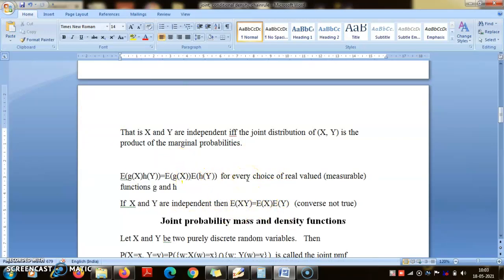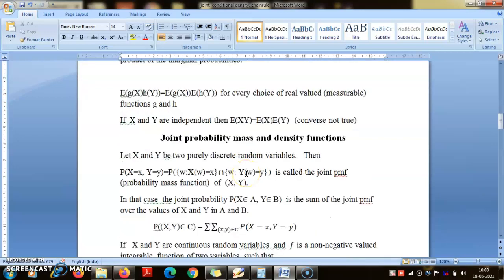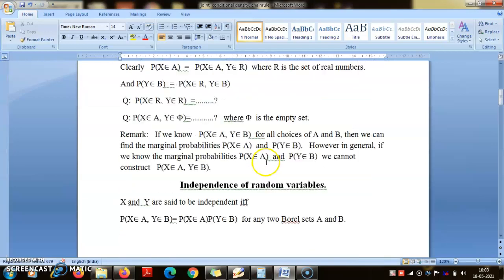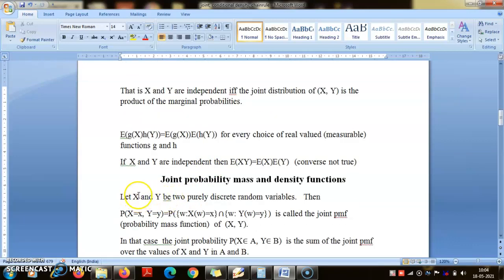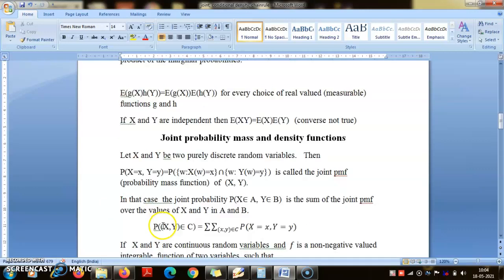We have seen an example: X takes -1 and +1 with probability half, and Y equal to X square. Now what do we mean by joint distribution? By joint distribution we mean all possible probabilities of X in A, Y in B. In particular, suppose X and Y are two discrete random variables, then by joint probability distribution we would need probability X equal to x, Y equal to y for every choice of x and y. Taking all possible combinations, this is called the joint PMF, or the joint probability mass function.